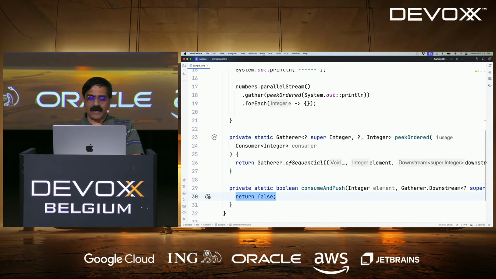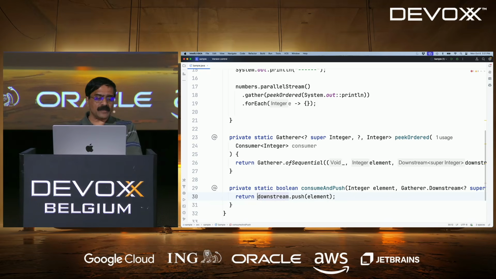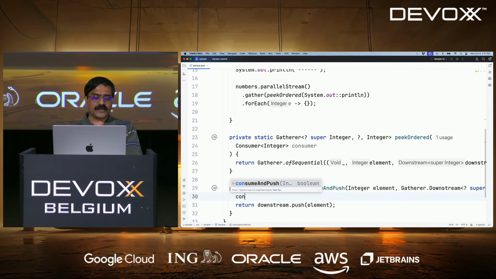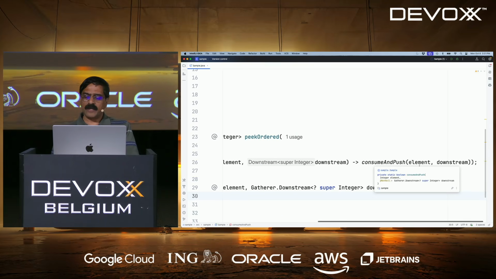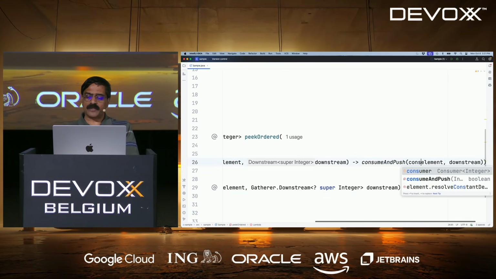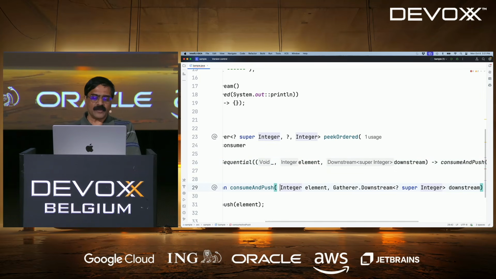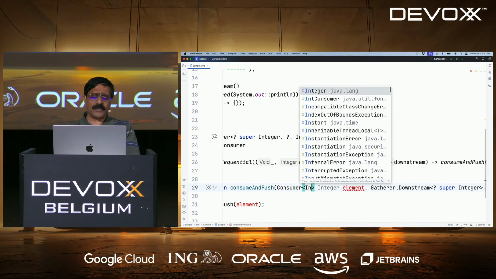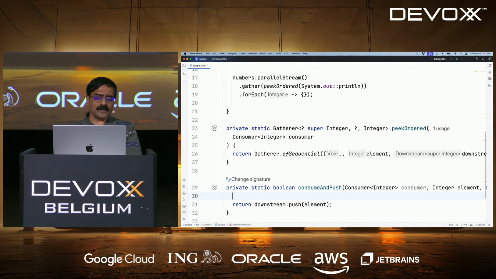Here is the downstream dot push the element and then return that result. But before you do, the consumer that you received up here, right? That's the consumer that you want. So let's go ahead and pass that here, consumer. So you're going to say, in this case, here comes my consumer. So let's say a consumer of integer. Here's the consumer. And we can simply say consumer dot accept and push the element.